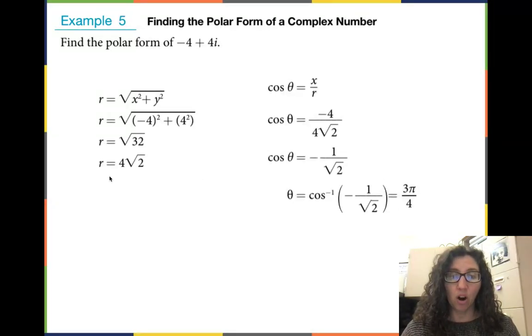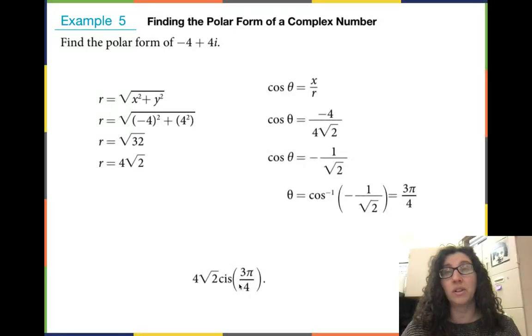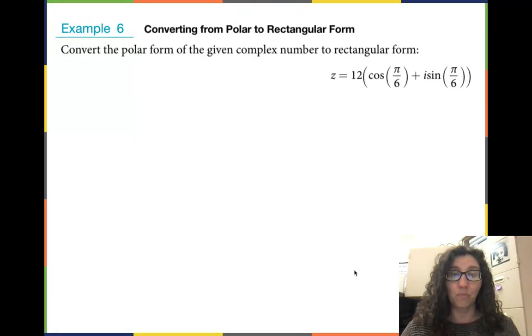We have our r. So it's going to be 4 times square root of 2 times cis of 3 pi fourths, which would be the same as cosine of 3 pi fourths plus i sine of 3 pi fourths. But you could write it like this. Okay. What if we want to go the other way?